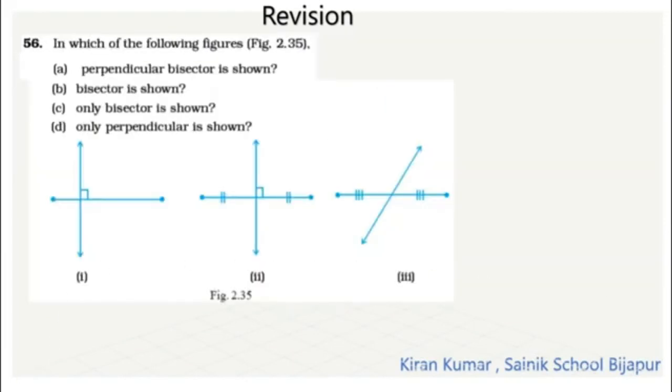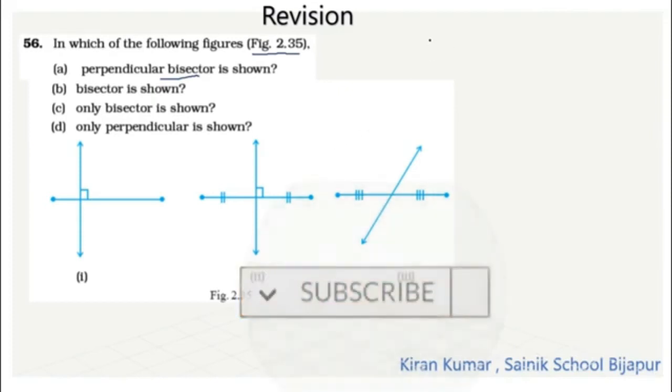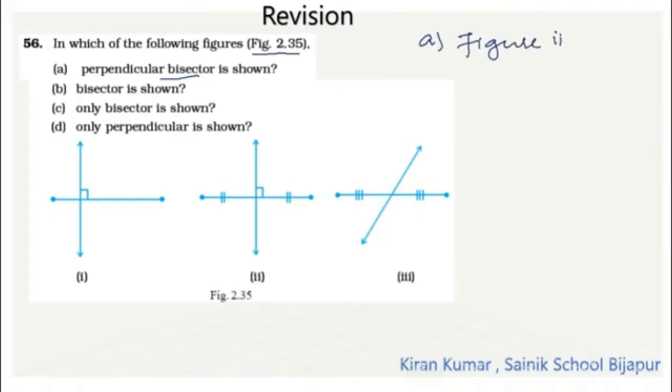Very interesting question number 56. Look at the figure 2.35. There are three sub figures given here. We need to identify in which perpendicular bisector is shown. Look at all the three figures. In the first and the second figure, perpendicular is there, but then we need to say perpendicular bisector. That's present only in the second figure. So the first answer is figure 2. Figure 2 shows the perpendicular bisector.